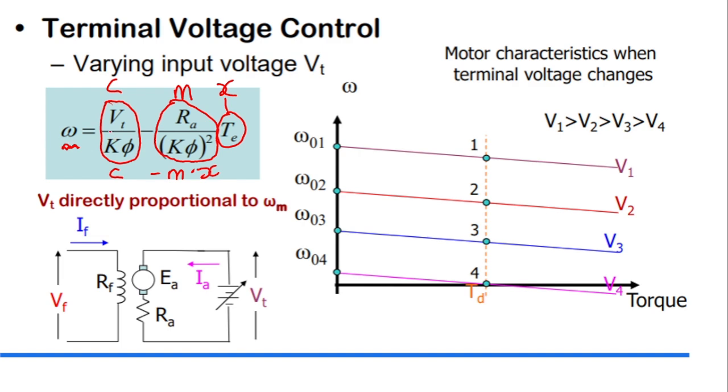If you increase Vt, you clearly see that the y-intercept will increase because k is a constant. So Vt is directly proportional to omega, which makes sense. As you increase the voltage going into the motor, you expect the speed to increase. This is the most popular one.